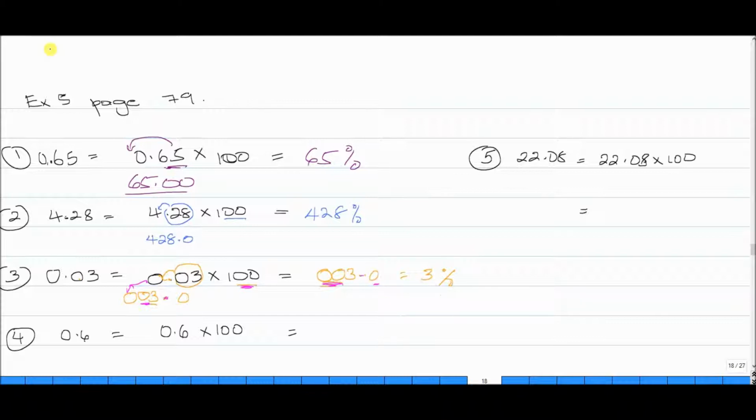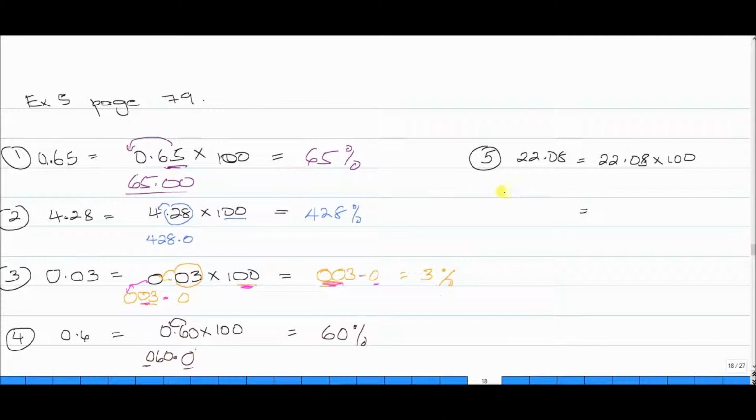Number 4, we have 0.6, so it would be 0.6 times 100. So we're going to move two things. We only have one, so we will put another here, and we will move them immediately left. So they'll come after this 0 here to be in the correct place. So it will be 0, 6, 0. Maintain the decimal point, and we'll put a 0 there. So this is a placeholder, doesn't mean anything. So we'll have 60%. So number 4, our answer, 0.6 is the same as 60%.